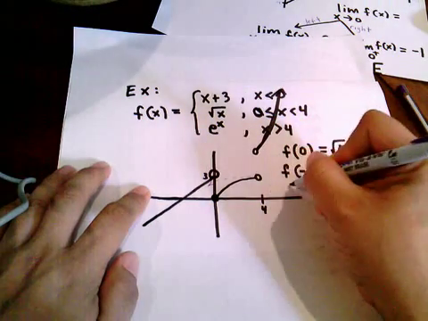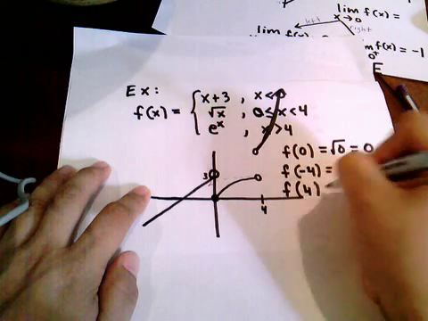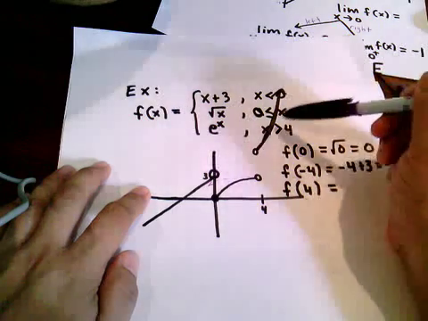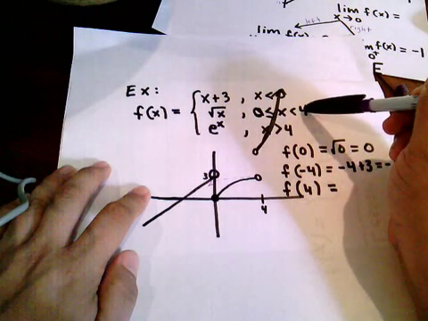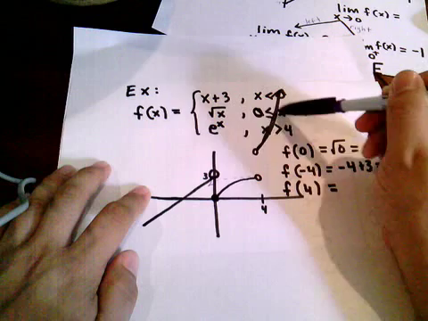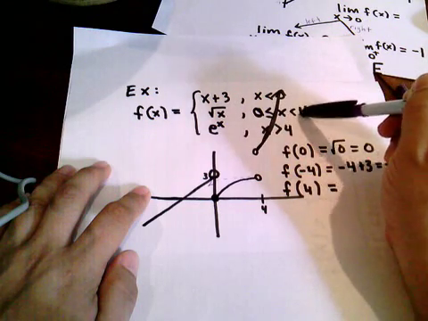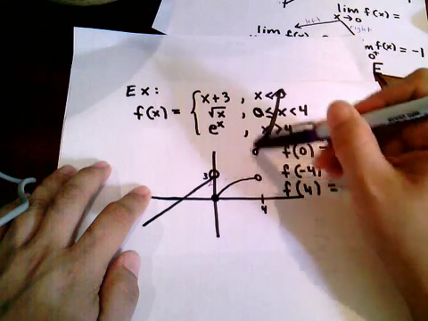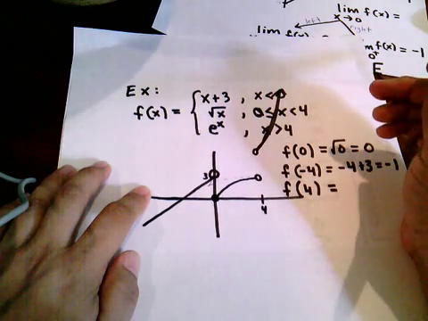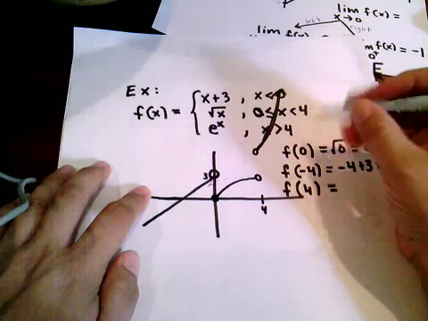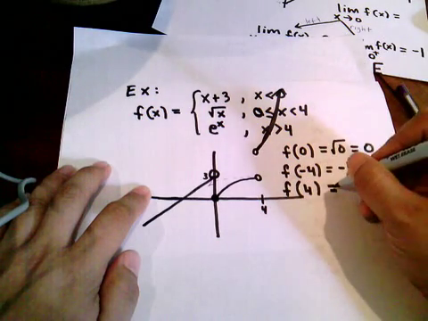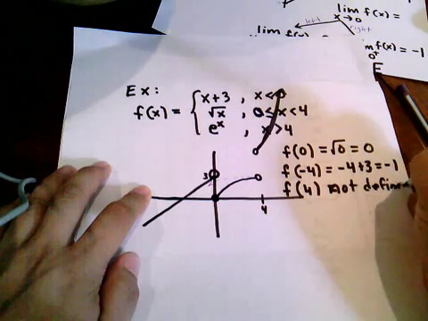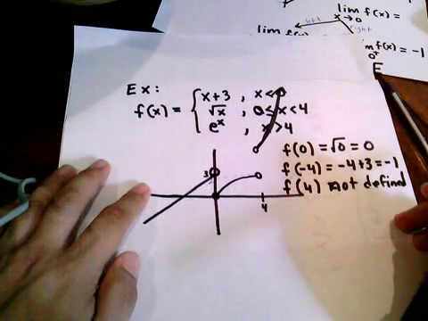What is the value of f at 4? Well, I check at 4. This piece is for all values of x between 0 and 4. This one is for all values of x greater than 4. So is there any value defined for 4? No. Therefore, we say f of 4 is not defined. Okay?